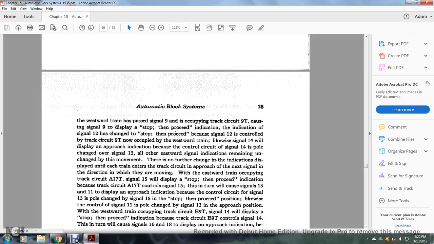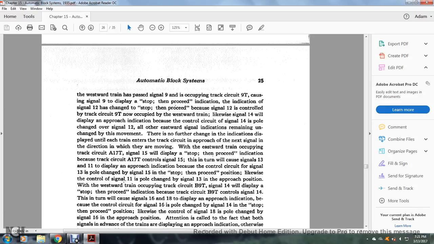For this movement, there is no further change in the indication displayed for each of the trains' tracks and track circuits approaching the next signal in the direction they are moving. With the eastward train occupying track circuit A17T, signal 15 will display a stop and then proceed indication because track circuit A17T controls signal 15, thus causing signals 13 and 11 to display an approach indication because of the control circuit of the signal. Signal 13 is pole changed with signal 15 in the stop and then proceed position. Likewise, the control of signal 11 is pole changed by the signal in the approach position.